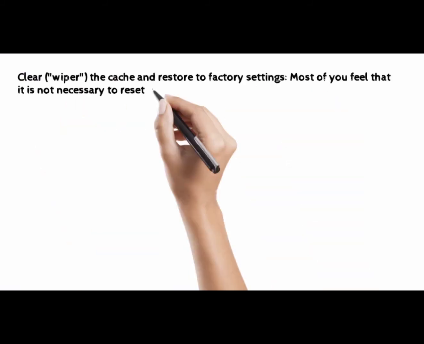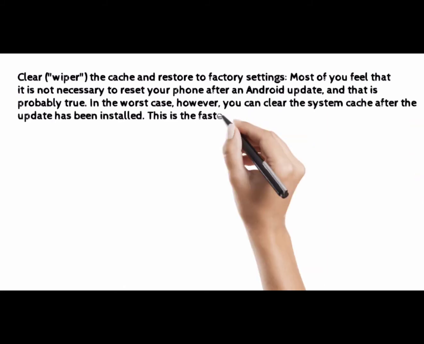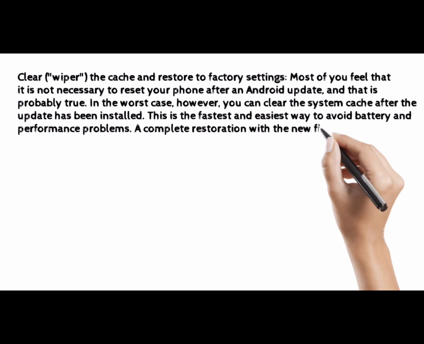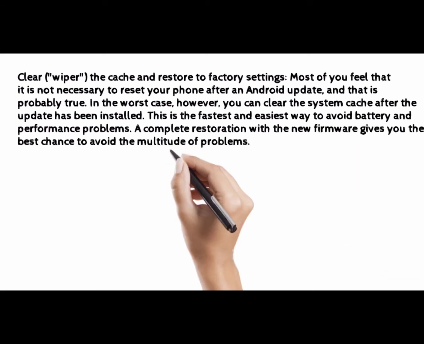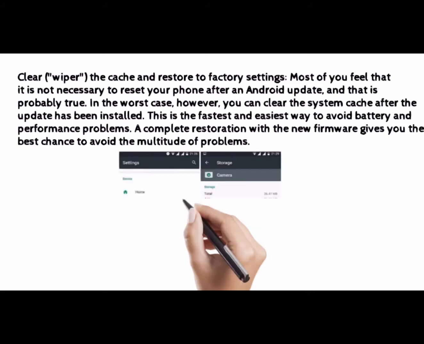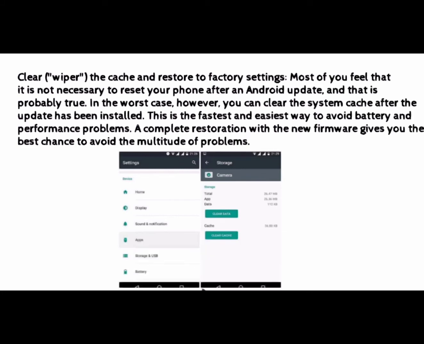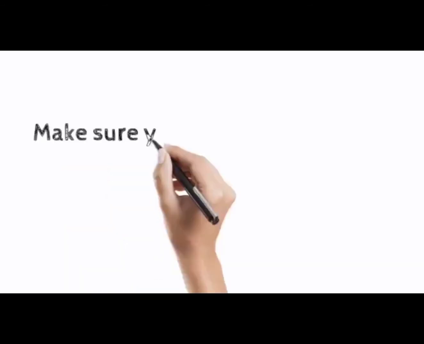Number 7. Clear the cache and restore the factory settings. Most of you feel that it's not necessary to reset your phone after an Android update, and that is probably true. In the worst case, however, you can clear the system cache after the update has been installed. This is the fastest and easiest way to avoid battery and performance problems. A complete restoration with the new firmware gives you the best chance to avoid a multitude of problems.